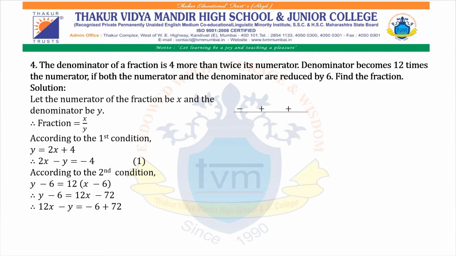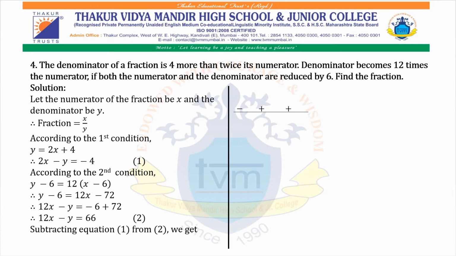This is equation 1. According to the second condition, y minus 6 is equal to 12 into x minus 6. Therefore, y minus 6 is equal to 12x minus 72. Therefore, 12x minus y is equal to minus 6 plus 72. Therefore, 12x minus y is equal to 66. This is equation number 2. Now, subtracting equation 1 from 2, we will get 10x is equal to 70. Therefore, x is equal to 70 upon 10. Therefore, x is equal to 7.